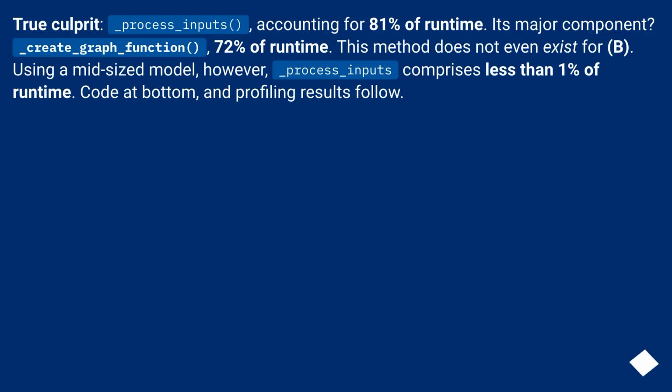The true culprit is _process_inputs, accounting for 81% of runtime. Its major component, _create_graph_function, takes 72% of runtime. This method does not even exist for B. Using a mid-size model, however, _process_inputs comprises less than 1% of runtime. Code at the bottom, and profiling results follow.